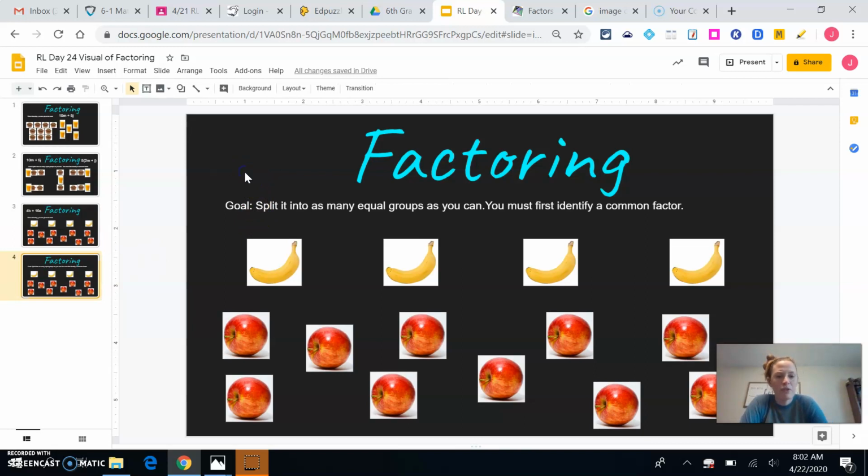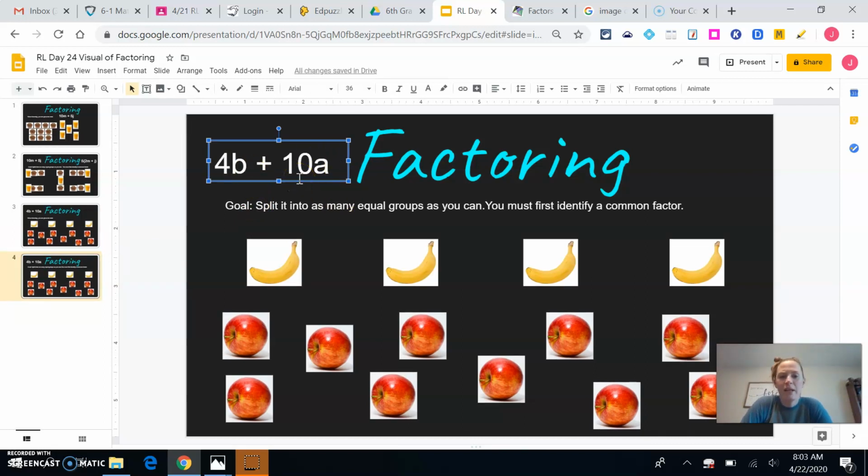So we were starting with the total. We know that we have 4 bananas and 10 apples. When I look at the number 4 and the number 10, I ask myself, what are the factors of these numbers, or what numbers can I divide them by? 4 can be divided by 1, 2, and 4. 10 has more factors. It can be divided by 1, 2, 5, and 10. I want to know what ones they have in common. When I listed them, 1, 2, 4 and 1, 2, 5, 10, 1 and 2 are the factors that we have in common.